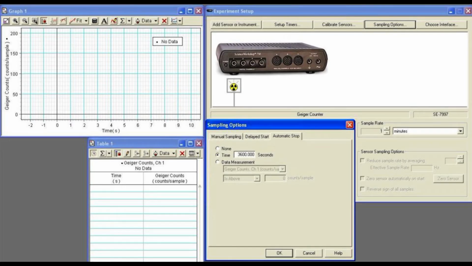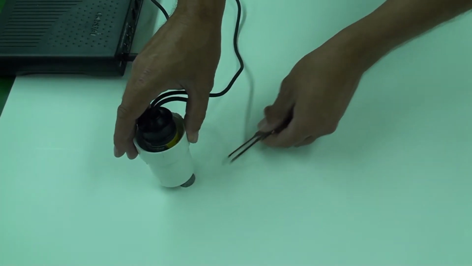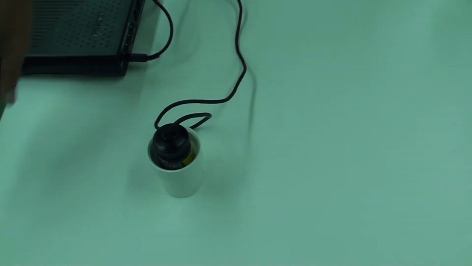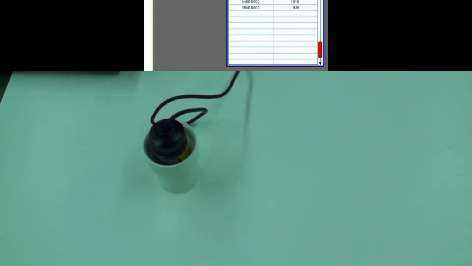In Data Studio, set the sample rate to 1 minute and the stop time to 3600 seconds, or 1 hour. The Geiger counter is set to record counts for 1-minute intervals and store and plot the results for 1 hour. Place the sample under the Geiger counter holder and hit the Start button for collecting data. For the next hour, do not disturb the sample or detector. You don't want to alter the distance between source and detector.